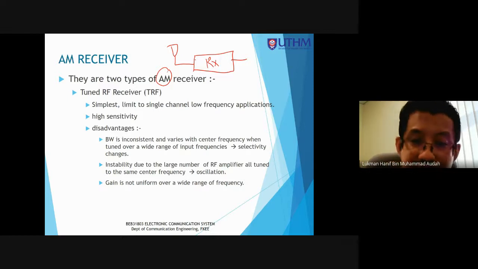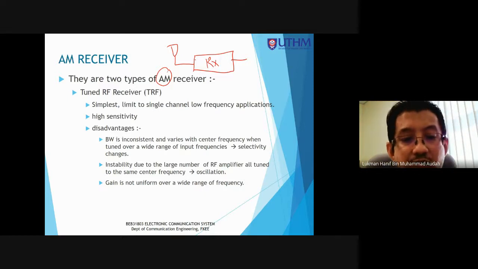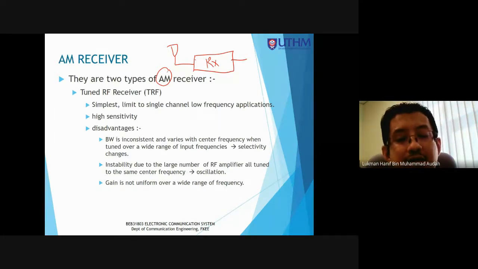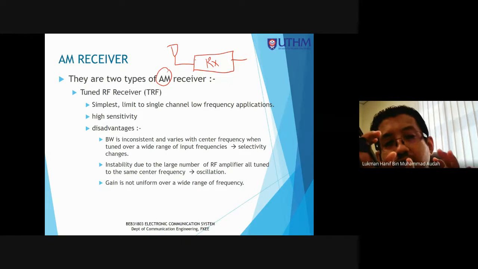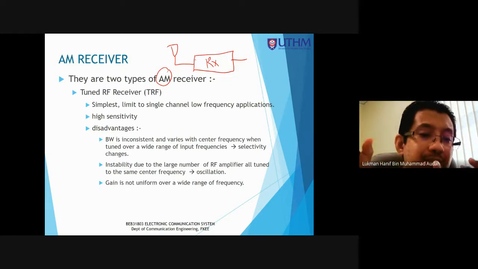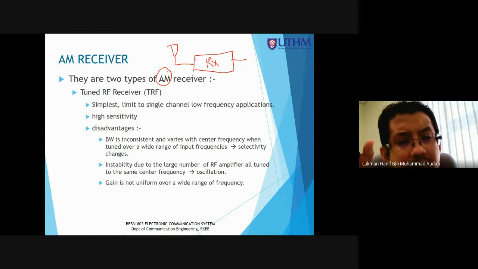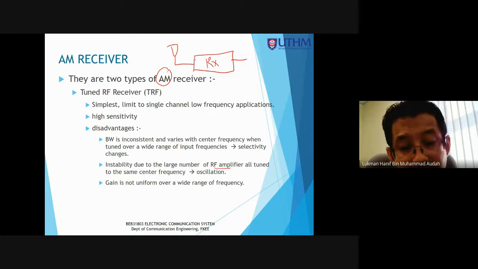The bandwidth is inconsistent. It varies with the center frequency when we tune over a wide range of input. So dia punya selectivity itu berubah-ubah. We want the selectivity to be consistent no matter how high is the frequency that we select. It is also unstable due to a large number of RF amplifiers. So dia ada banyak RF amplifier where all of the amplifiers are tuned to the same frequency. So this causes oscillations at the output. So the gain is not uniform over a wide range of frequency. So ini dia punya beberapa disadvantages.